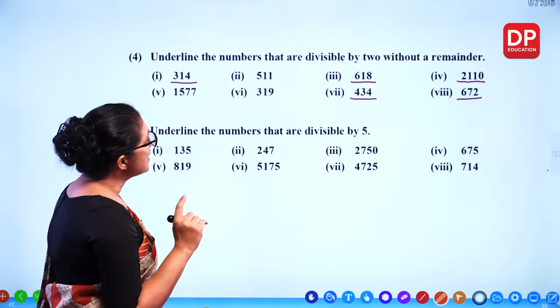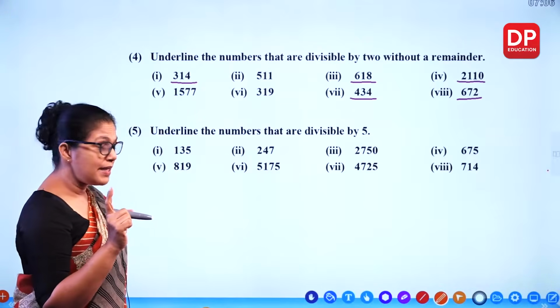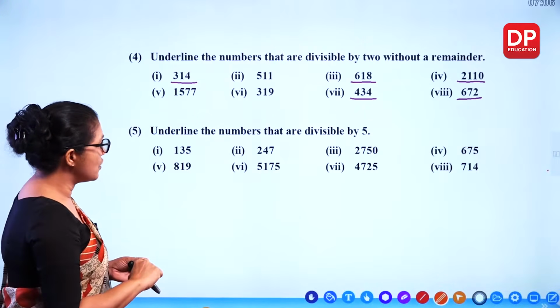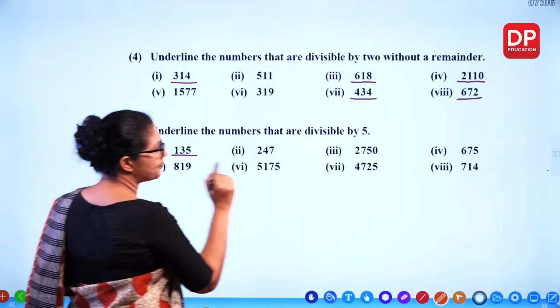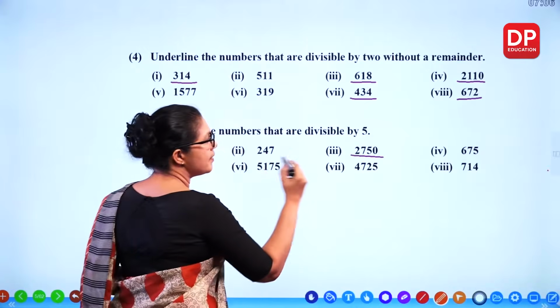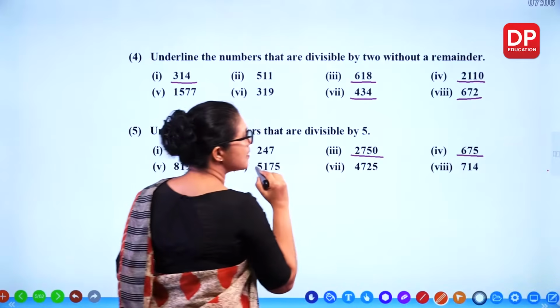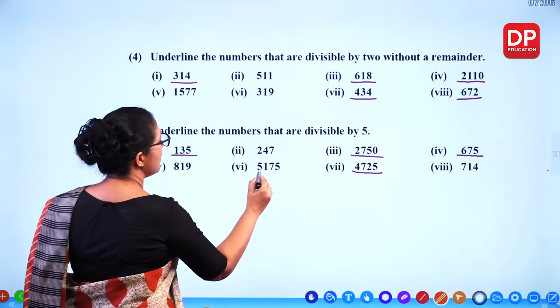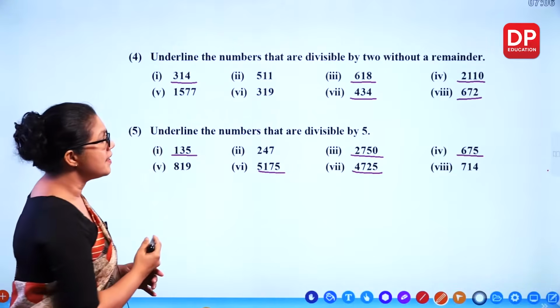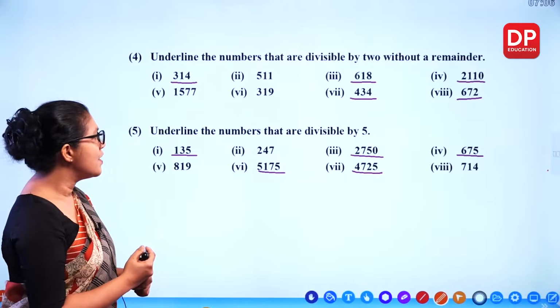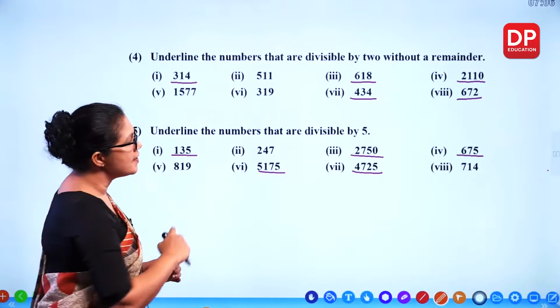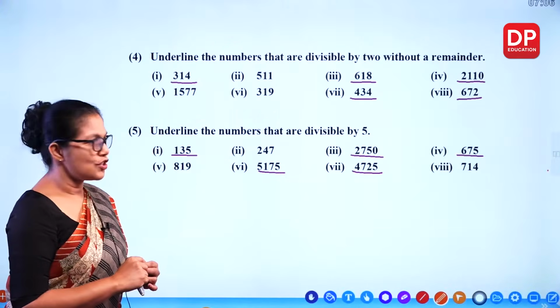Underline the numbers that are divisible by 5 without a remainder. So if the last digit is 0 or 5, it is divisible. So this one, this one, here this one, here. These are the numbers that are divisible by 5 without a remainder. 5 or 0 as the last digit.